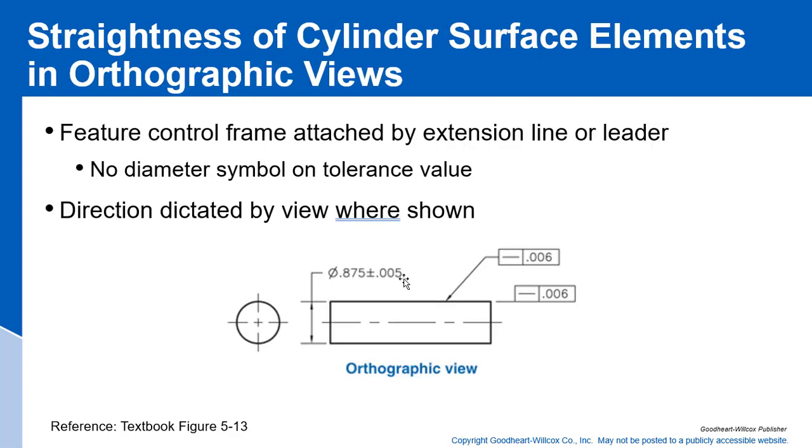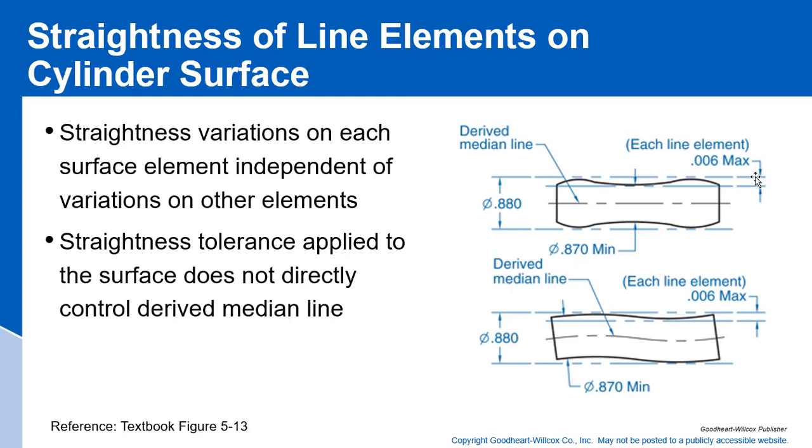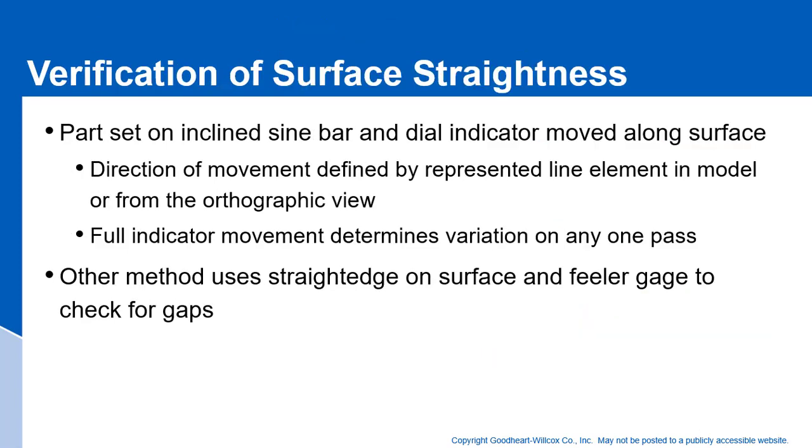So 875 plus or minus 5 with straightness. What that means is we have 6 thousandths straightness here for all of these line elements based on this derived median line. That's what the straightness tolerance means in a cylinder for surface. Now, how will we verify surface straightness?